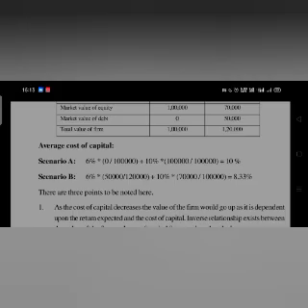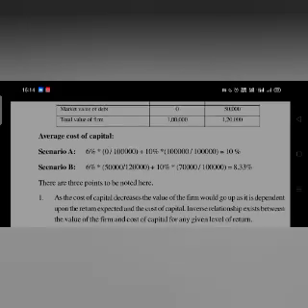Average cost of capital. Scenario A: 6% multiplied by 0 upon 1 lakh plus 10% multiplied by 1 lakh upon 1 lakh is equal to 10%. Scenario B: 6% multiplied by 50,000 upon 1,20,000 plus 10% multiplied by 70,000 upon 1,20,000 is equal to 8.33%.